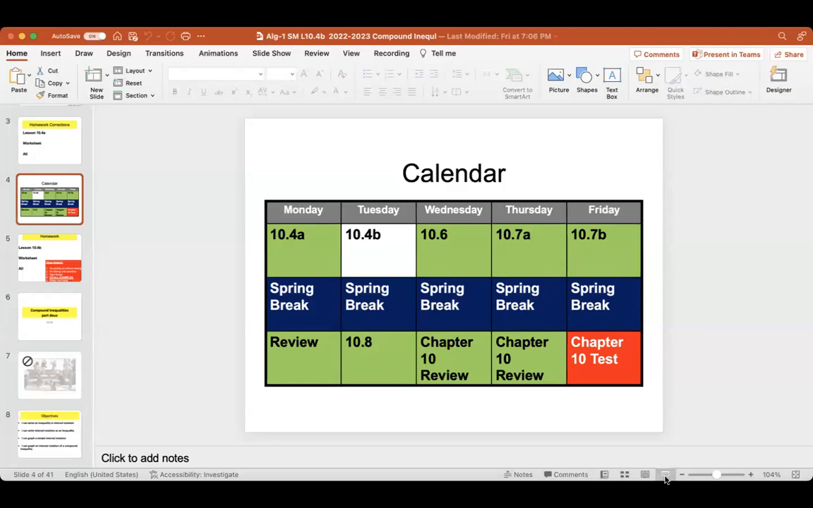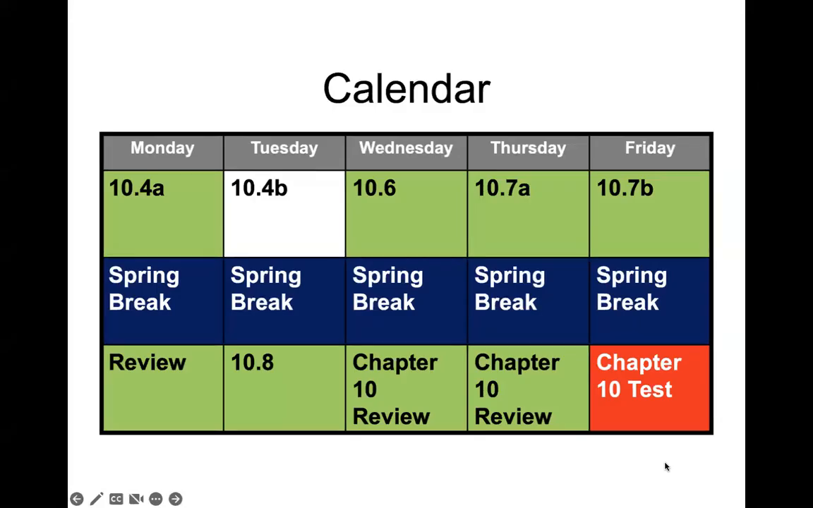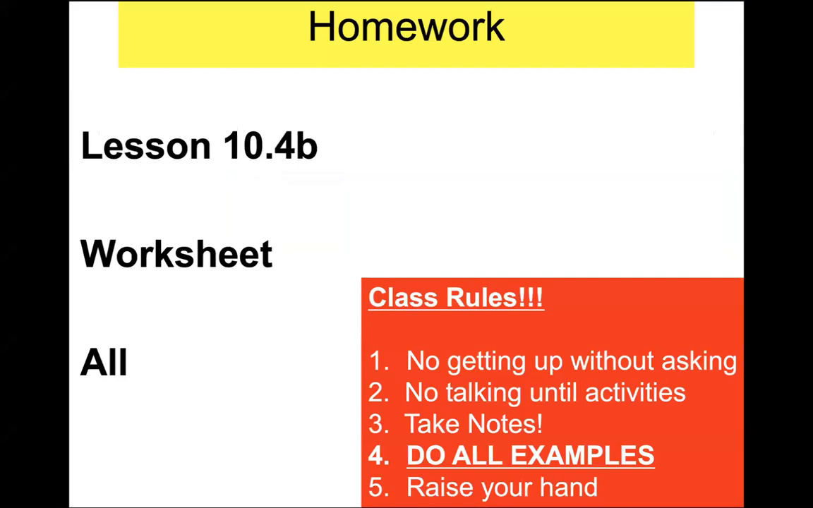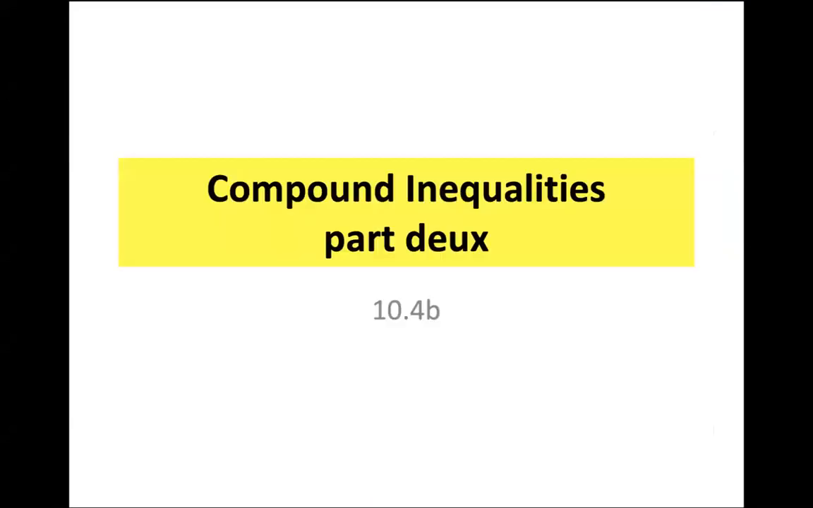All right, here we go again. So 10.B, the conclusion, compound inequalities. All right, homework again will be a worksheet. It is attached to the email. Here we go. All right, compound inequalities part 2.